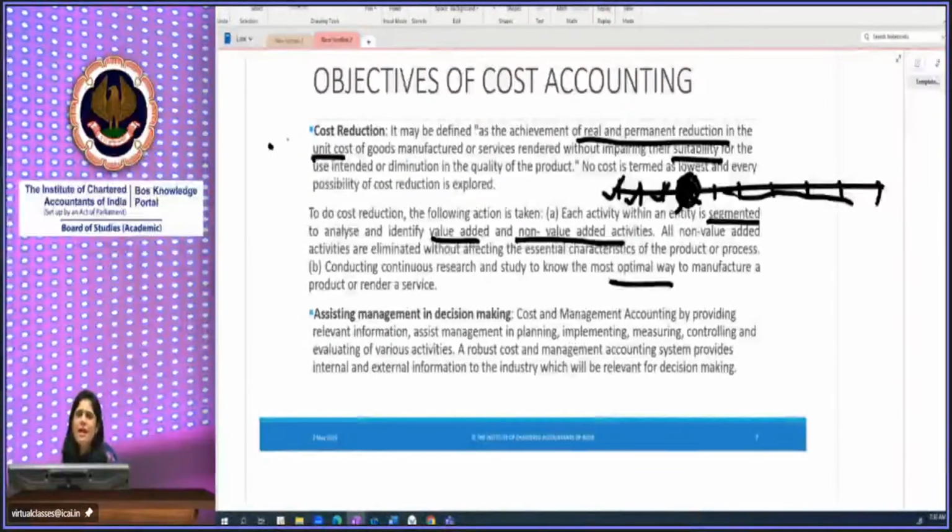Of course, everything is directed towards management purposes only. Whatever we are doing, costing, cost accounting, cost accountancy, whatever reports and statements are made, everything is for assisting the management in making decisions, planning, implementing, measuring, controlling, and evaluating various activities. A robust cost and management accounting system provides internal and external information relevant for decision making. So cost accounting gives a lot of information to the management to make planning and decisions. All right. So here we're done with objectives.